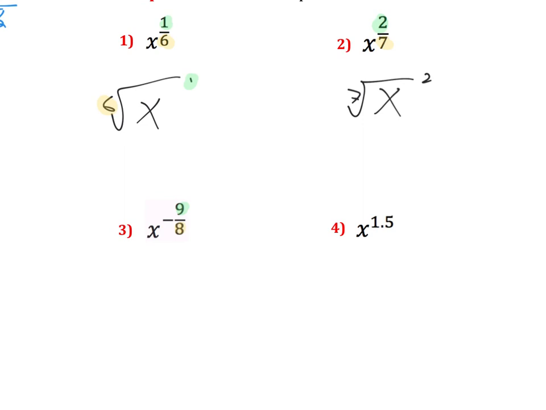X to the negative 9/8, that's 1 over x to the 9/8, which means 1 over the 8th root of x to the 9th power.